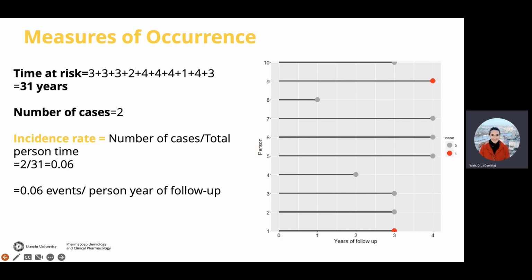So just a reminder that in this measure, our denominator is person time, and in our risk measure, our denominator was people. So that's an important distinction between rates and risks. So that's another example of a measure of occurrence that we can calculate in our study. It's the measure of occurrence for the outcome of interest that we're looking at.